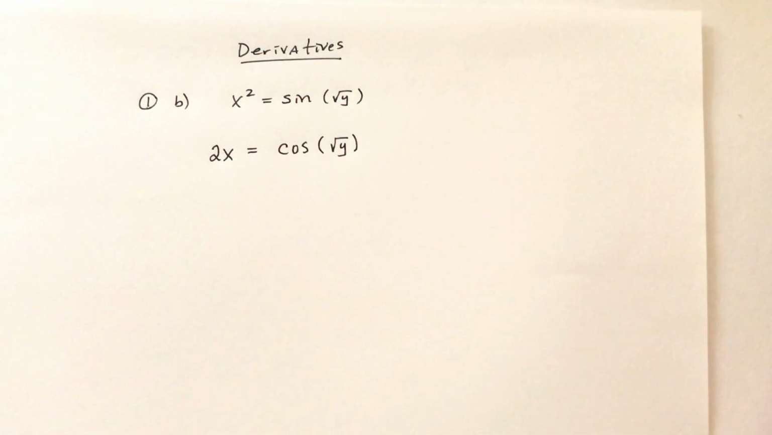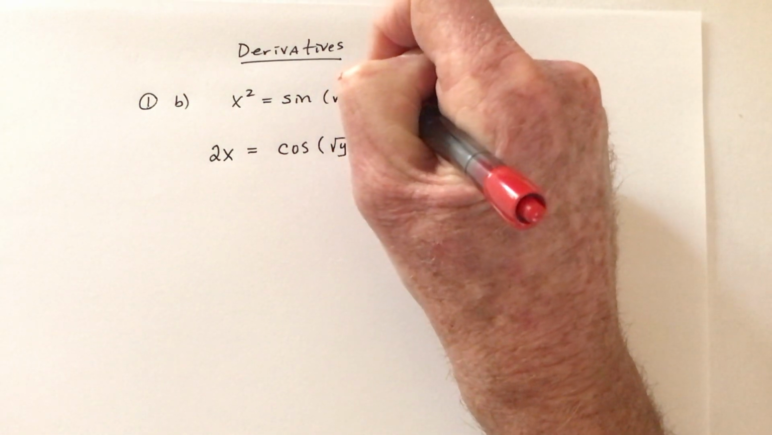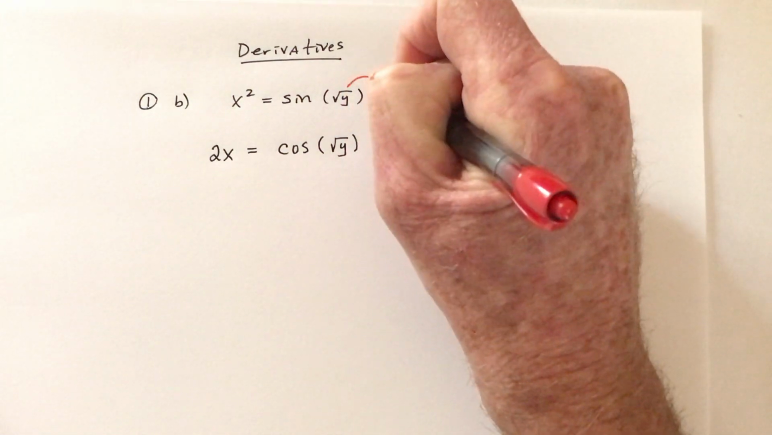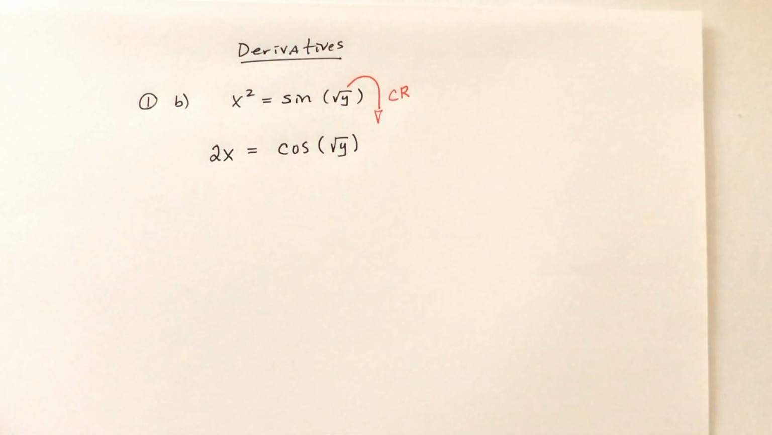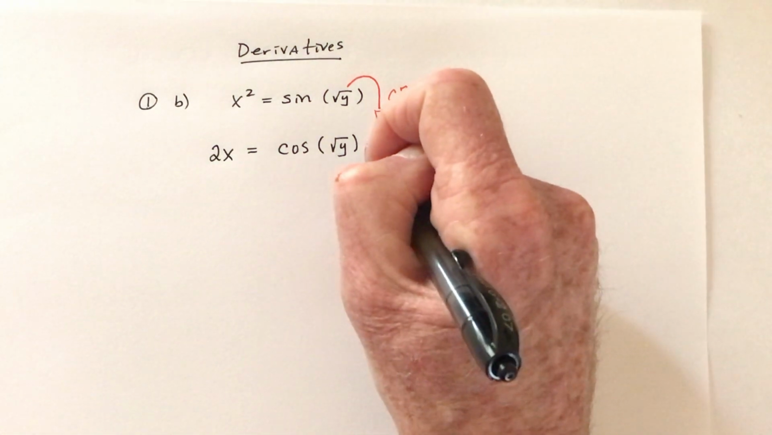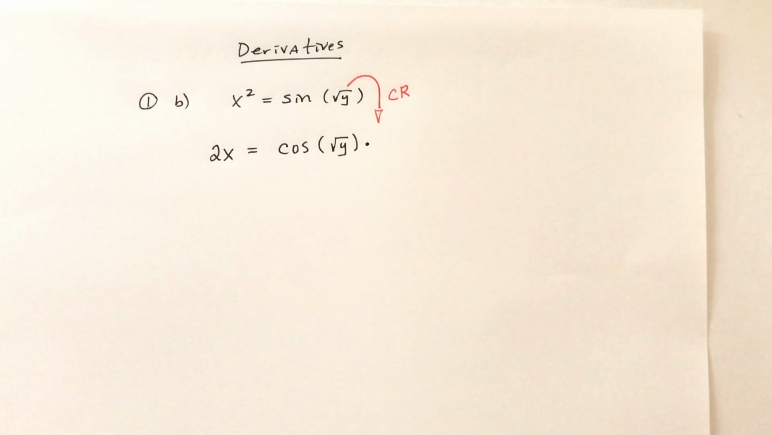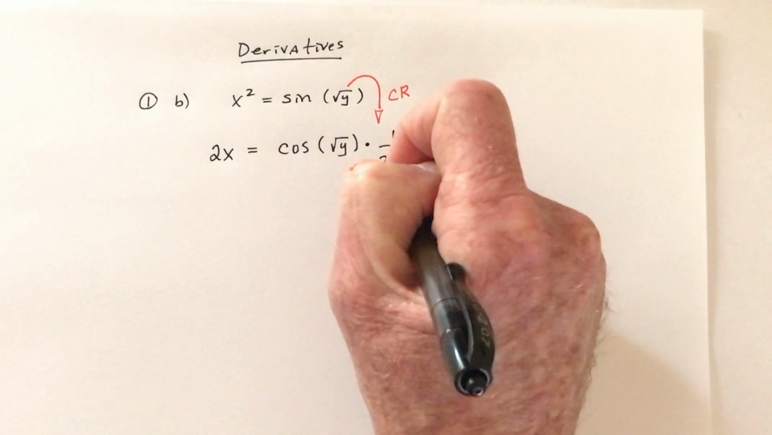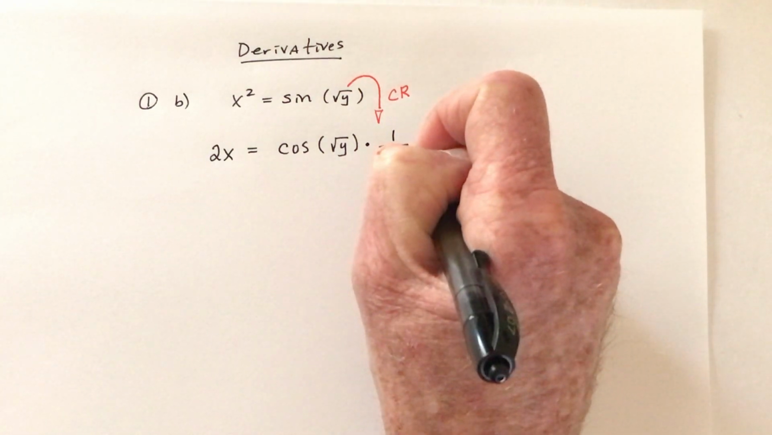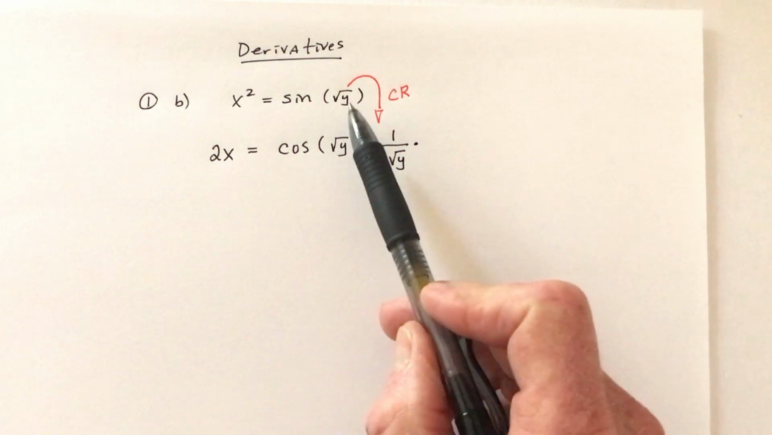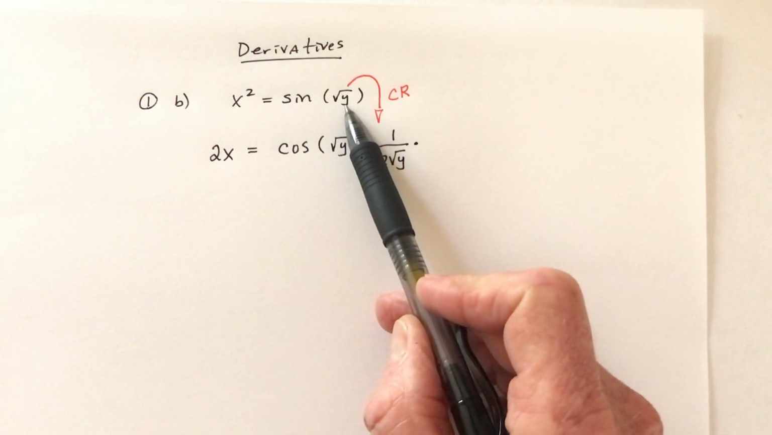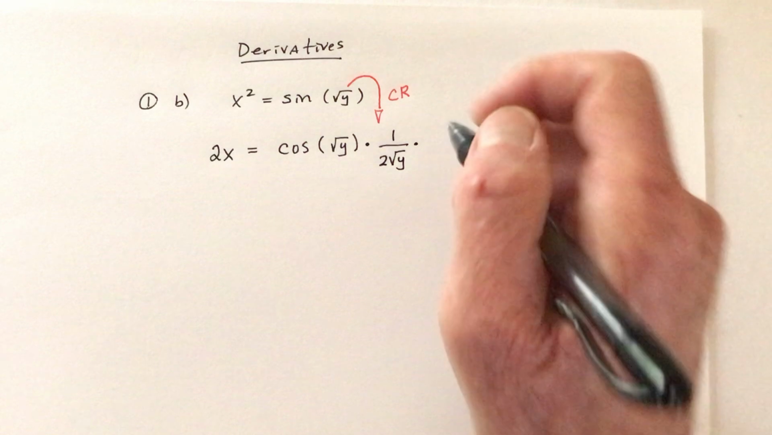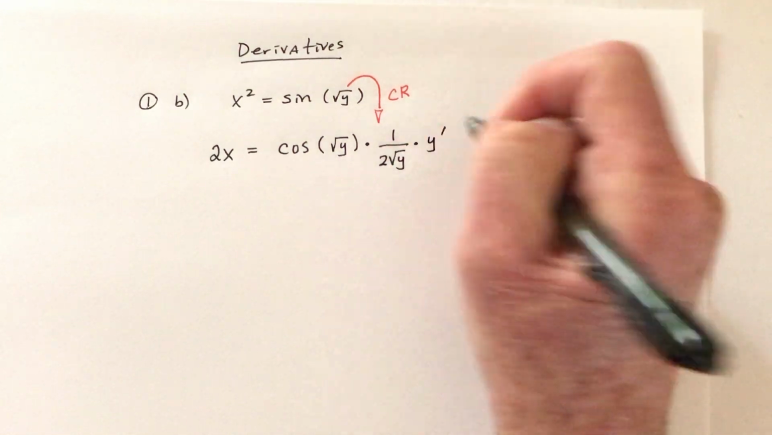Now, if I stop right there, I'm missing an important part because the chain rule says, hey, wait a second, you're ignoring this guy right here. So the chain rule would say, yeah, fine, you took the derivative of sine and got cosine, but you also need to take the derivative of the square root of y. And the derivative of a square root is 1 over 2 times that square root. And inside that square root is a y, so I also need to take the derivative of that, and the derivative of y is y prime.